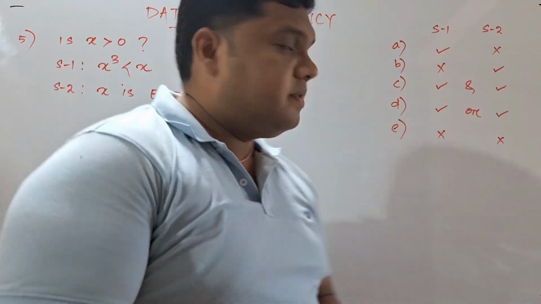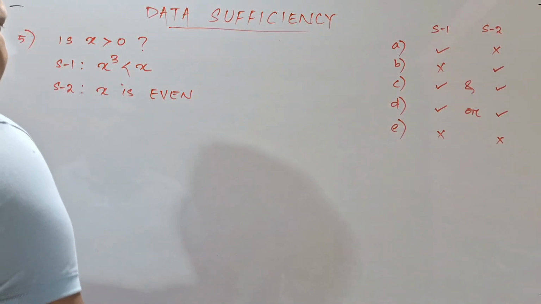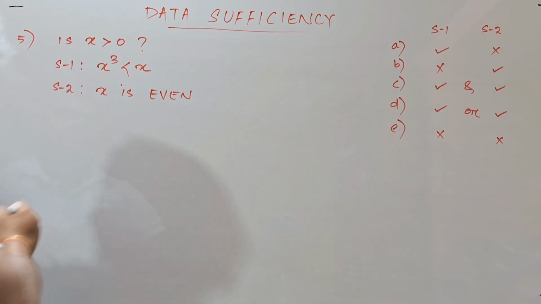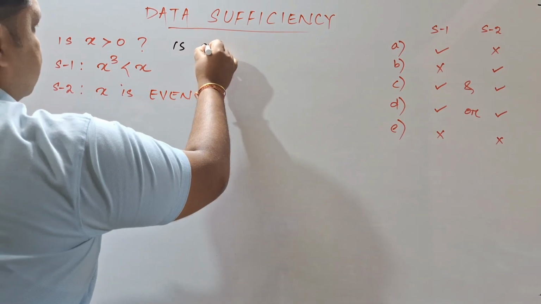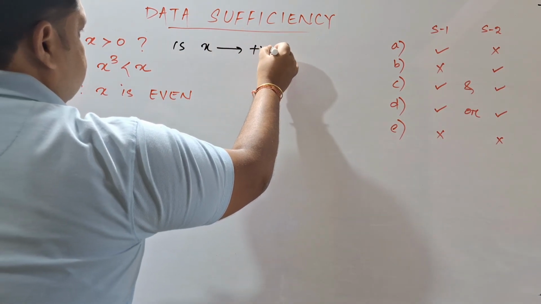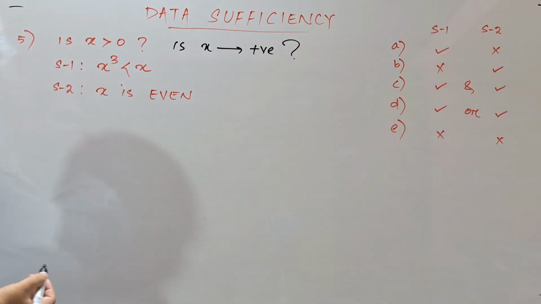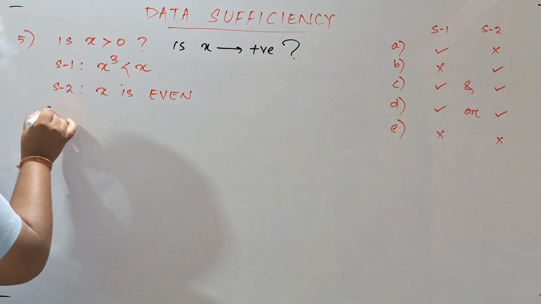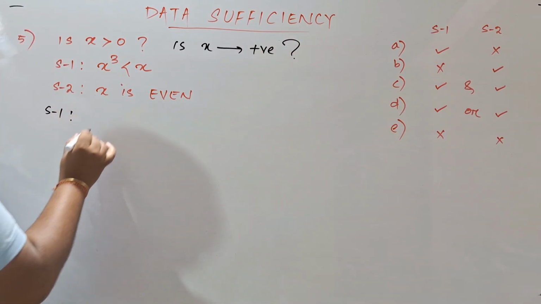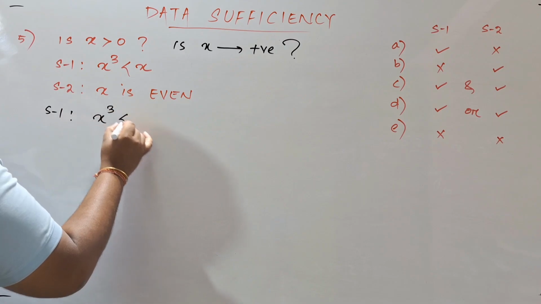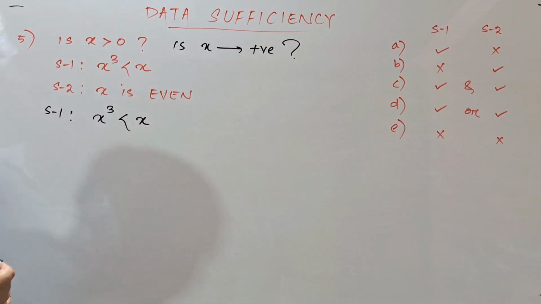Question number 5. In question number 5, is x greater than 0? Means is x positive? This is the question mark. Now we are going to evaluate statement number 1. In statement 1 it is given x cube is less than x. X cube is less than x means we will check.